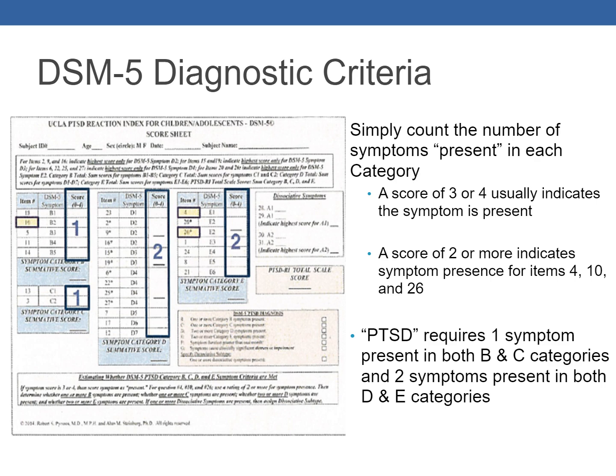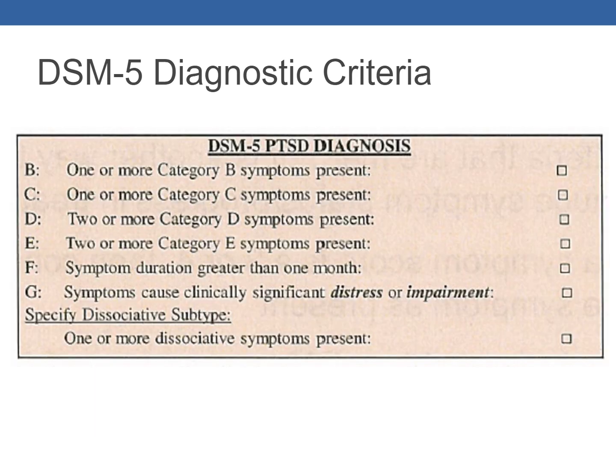In order to make a diagnostic determination, simply count the number of symptoms that are considered present for each category. To meet the criteria for a diagnosis of PTSD, at least 1 symptom must be present in both B and C categories, and 2 symptoms must be present in both D and E categories. This section of the scoring sheet shows the symptom category breakdown and allows you to indicate whether or not a category has been met by checking off the box. An additional checkbox also allows you to indicate whether or not the minimum number of dissociative symptoms are present to meet the dissociative subtype of PTSD.